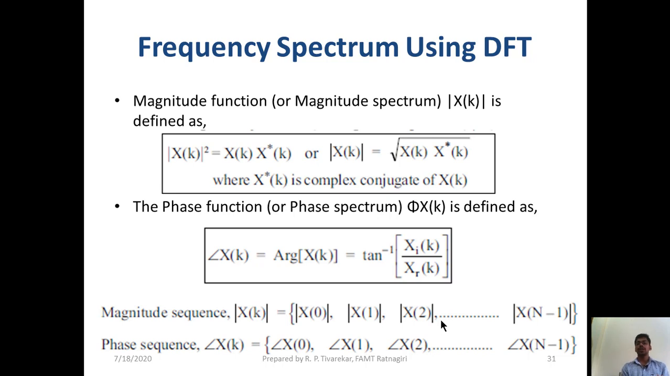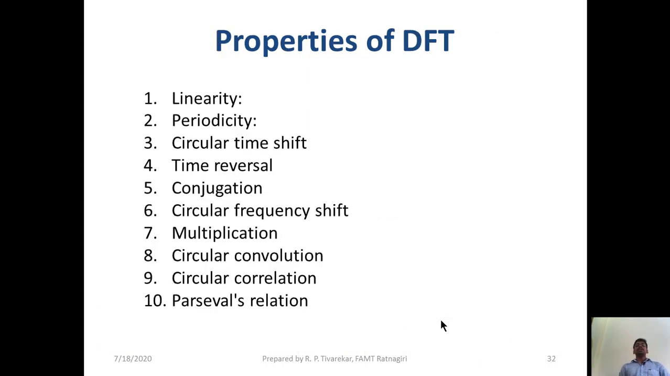Both magnitude spectrum and phase spectrum are discrete spectra, plotted with respect to values of k equal to 0 to N minus 1. Now we will discuss some important properties of DFT.